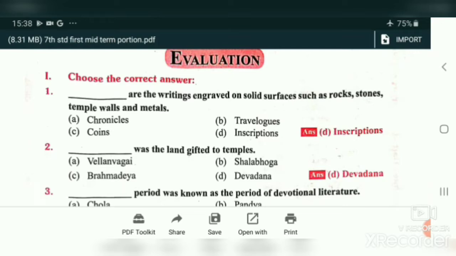Choose the correct answer. Number 1, dash are the writings engraved on solid surfaces like rock, stone, temple wall, and metal. Answer is inscription. Inscriptions are the writings engraved on solid surfaces. Dash was the land gifted to temples. The land gifted to temples is called Devadana.